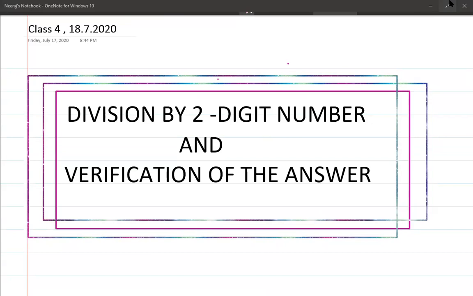Hello children, today we are going to learn division by a two-digit number and how to verify the division problem. In the last class, we learned how to divide numbers by a one-digit number, right? In the same way, we will solve division problems by a two-digit number, and also we will learn a new concept: how to verify the division problem. Okay, we will find the quotient and remainder, then we will verify our solution.